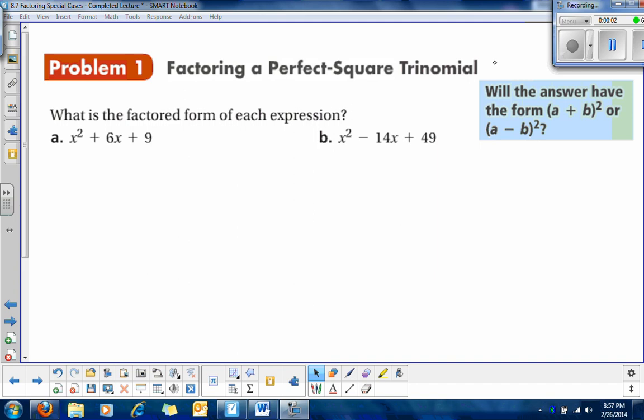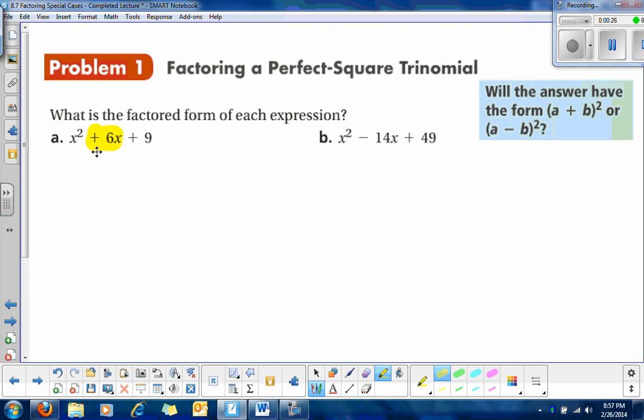All right, let's take a look at problem 1, which is factoring a perfect square trinomial. Before we begin here, I want you to think about, will you have an a plus b quantity squared or an a minus b quantity squared? Well, if you take a look at your middle term, that will give you your answer.